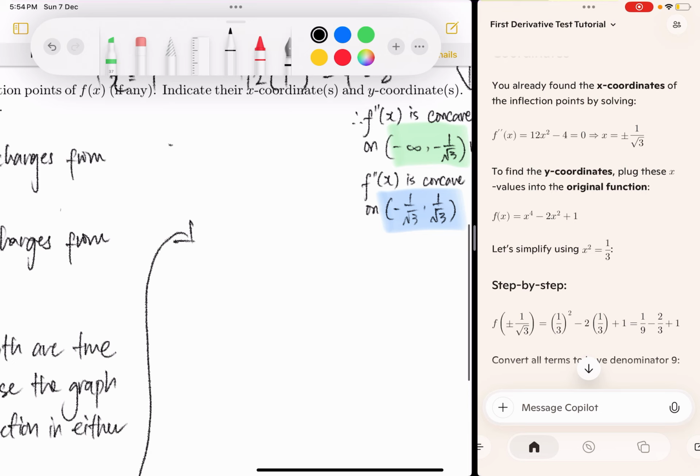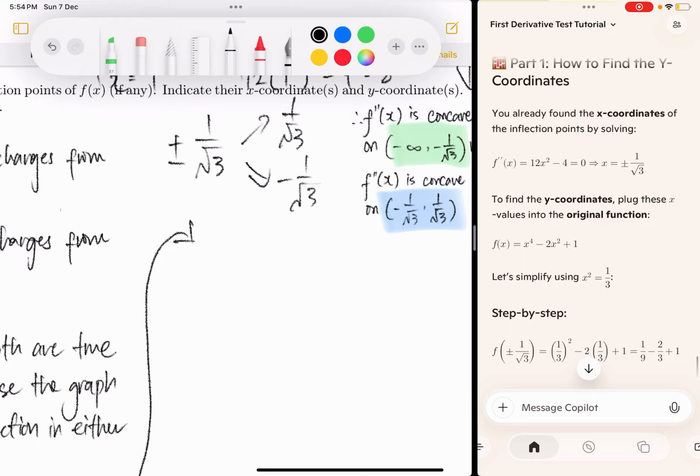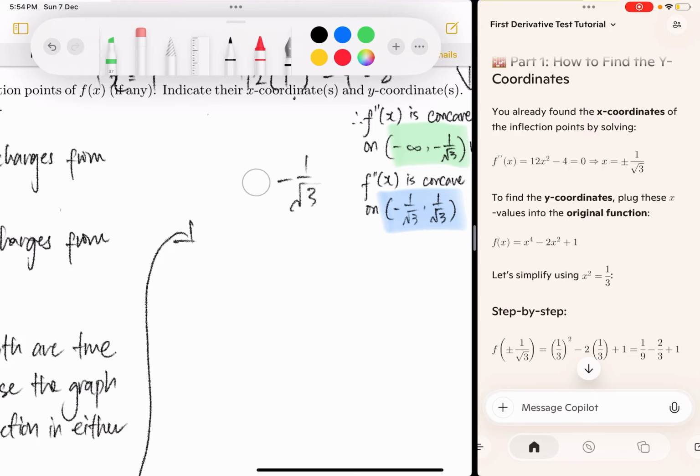You can plug it in as plus minus 1 over square root of 3, or you can do it twice, for positive and negative. But honestly, the more efficient way is to just plug it in like that. And how do we answer it? The first thing we're gonna ask is how do we even get rid of this? How do we get rid of the square root? Well, that's very simple. Okay, let's do it step by step.